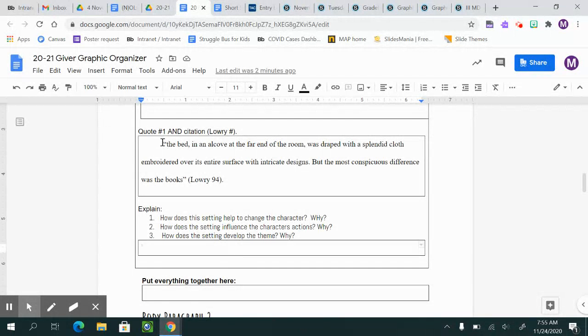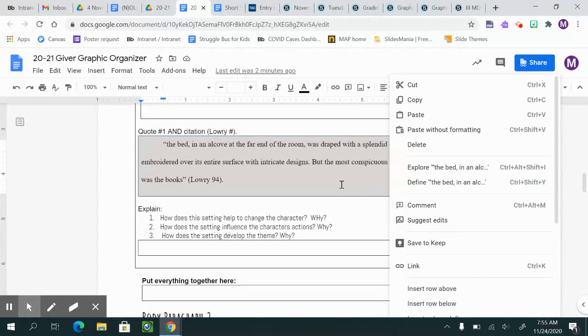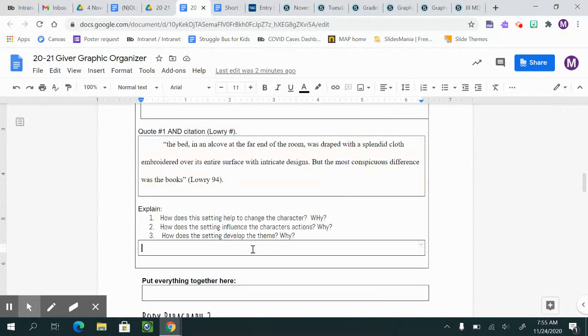So looking at this quote, in the bed in an alcove at the far end of the room was draped with splendid cloth embroidered over its entire surface with intricate designs, but the most conspicuous difference was the books. So right here, you're going to answer the question, how does this setting help to change the character? You want to restate the question, this setting of the annex, because you need to be specific, helps to change the character because now think about it.